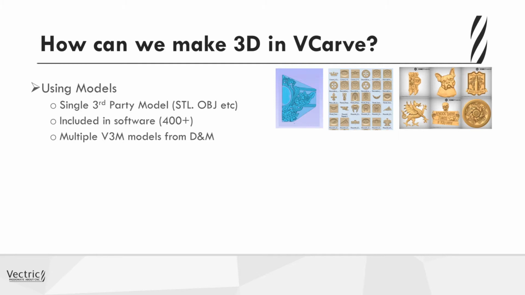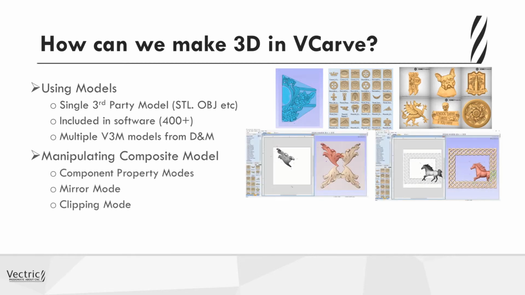So we have a model resource, but can we alter the models at all? We can actually look at manipulating the composite model in VCarve through a few methods, whereby we can look at altering the properties of a component for better composition, so applying tilts, blades, and deciding how components interact with other components. Then we have two level properties that will enable us to alter the models, whereby we have mirror mode and the new clipping mode. We'll be demonstrating both of these later on.